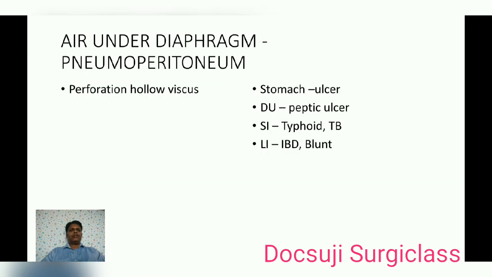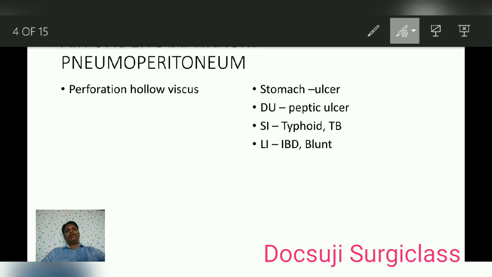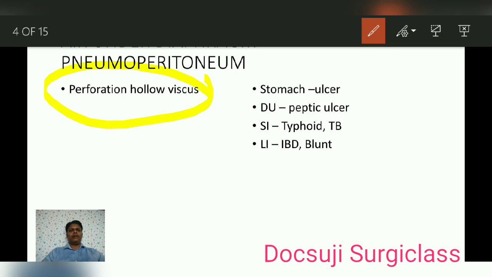Next we are going to discuss the causes of pneumoperitoneum. Number one, the most important cause, is perforation of a hollow viscus. This is the most common cause for pneumoperitoneum, and there are a lot of causes for that perforation. In the stomach, it may be due to perforation of a gastric ulcer or peptic ulcer disease. In the duodenum, peptic ulcer disease.